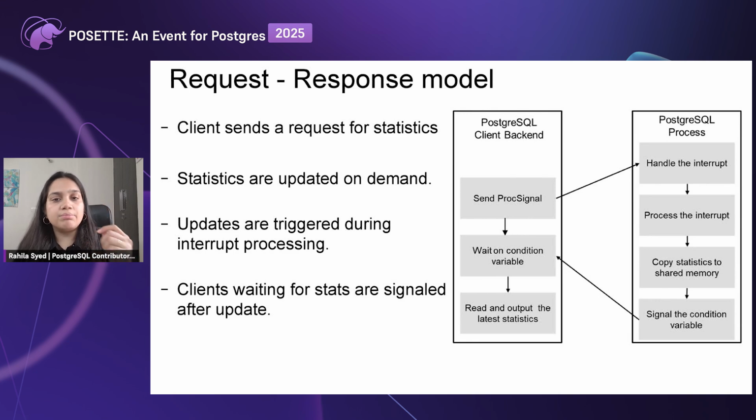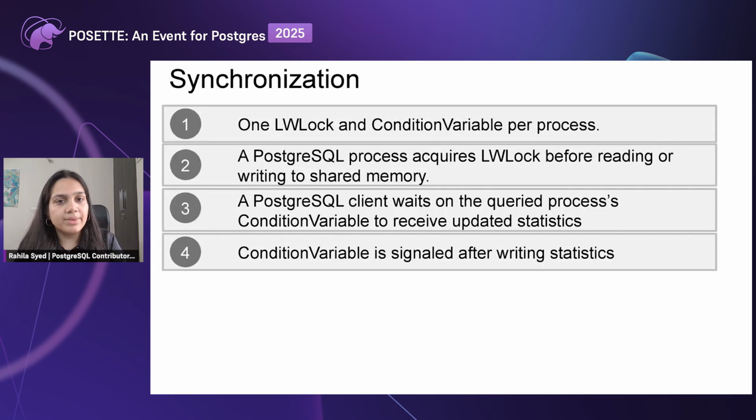So then the processing of the interrupt happens whenever it is safe in the process to call the processing logic. The processing logic essentially just copies the statistics to shared memory. After copying the statistics, it signals on the condition variable for that particular process to wake up the client which is waiting for the statistics. The client is woken up, and then the client goes ahead and reads the latest statistics. As explained earlier, the synchronization happens using LW locks and condition variables. LW locks are acquired before reading or writing such statistics to the dynamic shared memory.